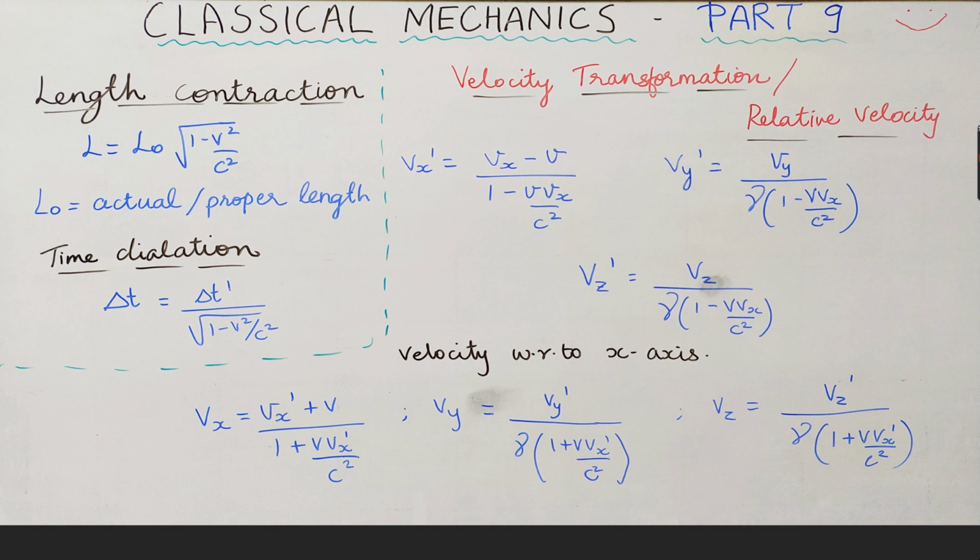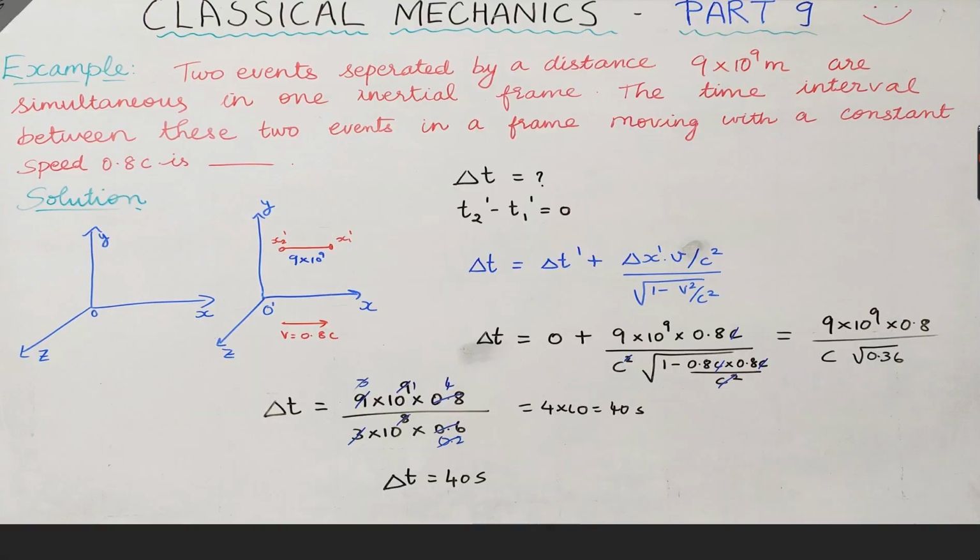So let us see our problem. Here, two events separated by a distance 9 into 10 power 9 meter are simultaneous in one inertial frame.